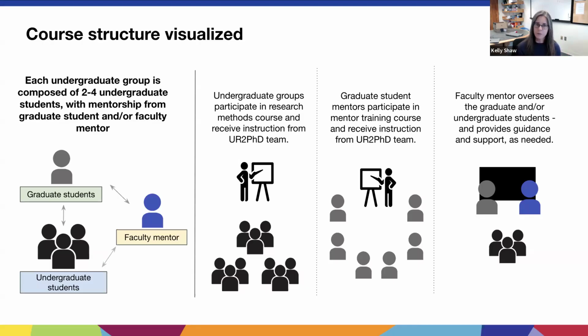So the undergraduates participate in groups, and they also receive instruction from the UR2PhD team, the instructors and graduate students who are helping with that course. And then at the same time, the graduate students, if you have graduate students helping to mentor these students, will be participating in a mentor training course and receiving instruction from our UR2PhD instructors, as well as getting guidance and feedback from their fellow peers in that course. And the faculty member oversees both the graduate and the undergraduate students, providing guidance and support as needed.